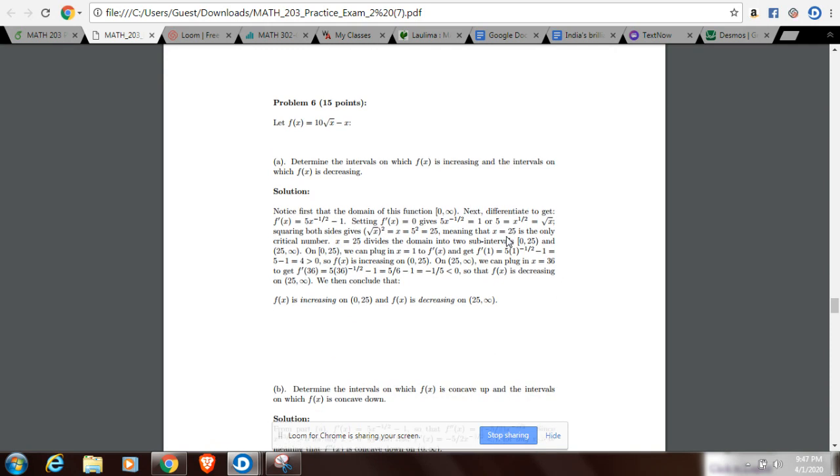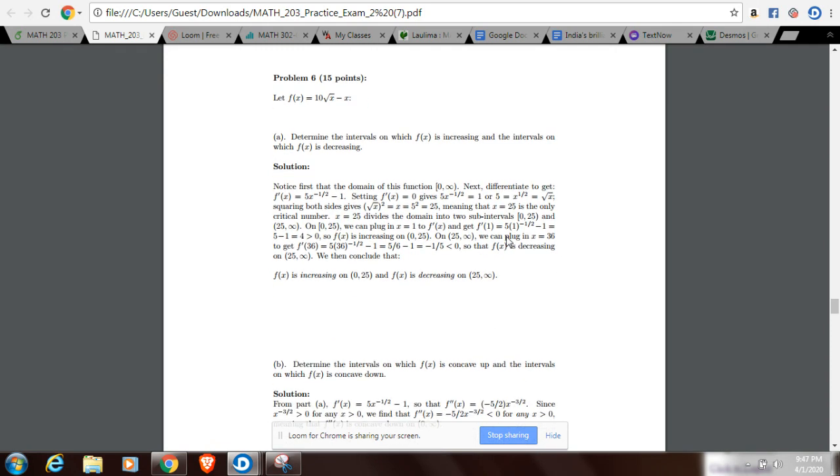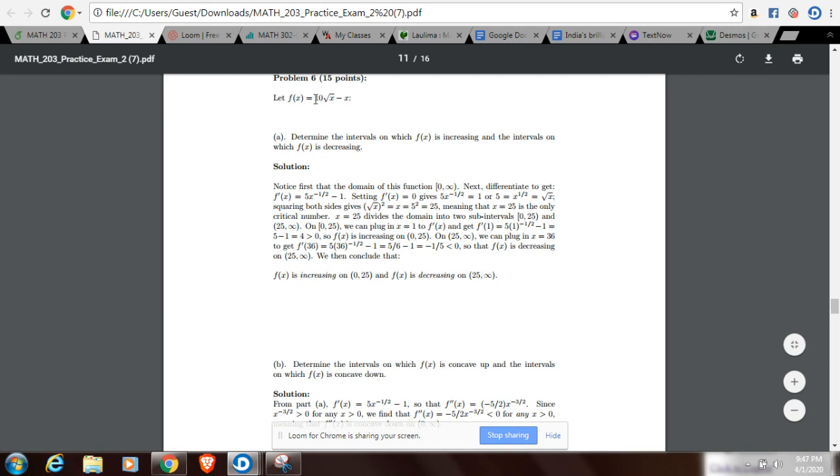Okay, so the last function we're going to graph is 10 square root of x minus x. We differentiate this, we get 5x to the -1/2 minus 1. Critical number is 25. Now notice this is only defined because you can only put a positive number into the square root function. It's only defined when x is larger than or equal to 0. So x cannot be negative.